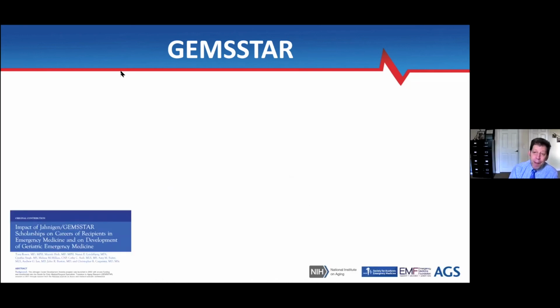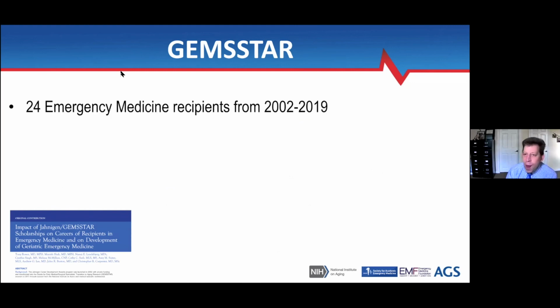So let's talk a little bit about the GEMSTAR. How often has this particular funding stream been taken advantage of by emergency physicians? Well, it used to be called a Janigan Award before it was a GEMSTAR Award, and believe it or not, 24 emergency physicians, emergency medicine recipients from 2002 to 2019. 24 folks.